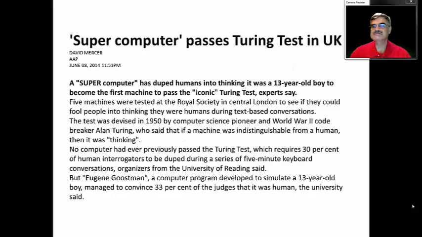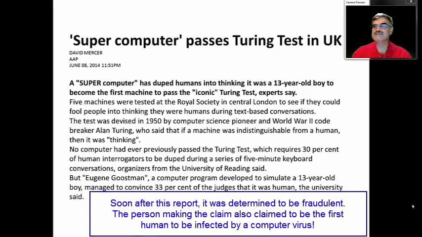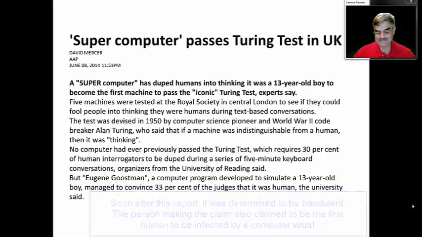And I happen to notice this story on the web. Supercomputer passes the Turing Test in the United Kingdom in June of 2014. And it says, a supercomputer has duped humans into thinking it was a 13-year-old boy to become the first machine to pass the Turing Test. I thought it was interesting, and you can read a little bit further. Passing the Turing Test means that 30% of the time the evaluator is fooled into thinking that he or she is talking to a human. It's interesting that the computer program had a name as Eugene Goostman, fooled 33% of the evaluators.